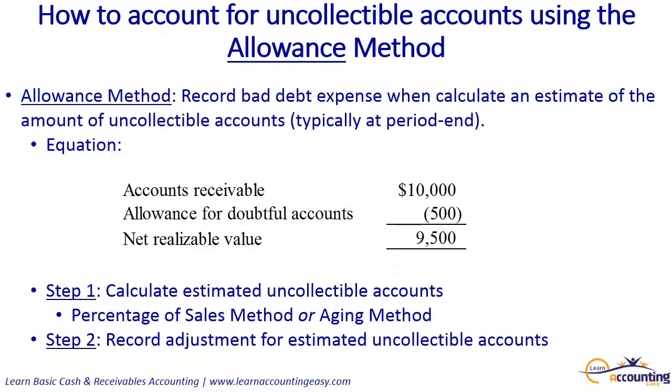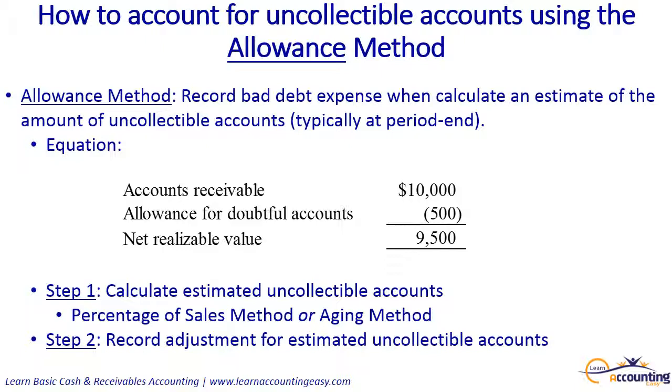And as you can see there in the equation, the estimate in this case would be the $500. So we make the estimate of the total $10,000 of accounts receivable. How much of it do we believe we're never going to collect the cash on? Well, we're going to estimate $500. We record that in an account called allowance for doubtful accounts. And so then if we subtract the $500 from the $10,000, we get something called net realizable value, as you see there, which of course represents, of the total 10,000, we believe we'll ultimately collect 9,500.